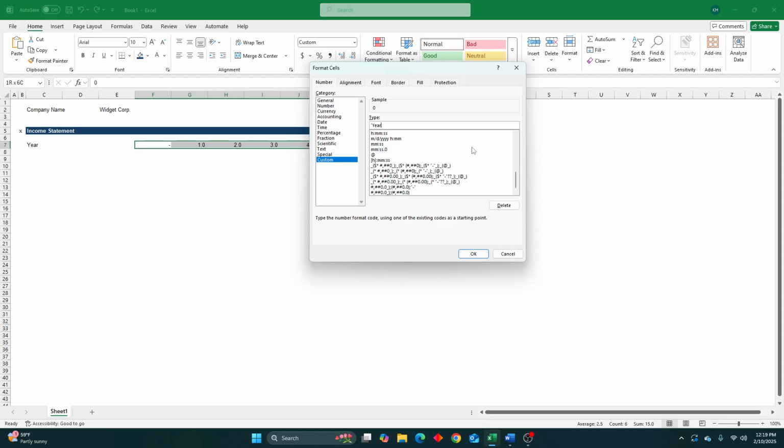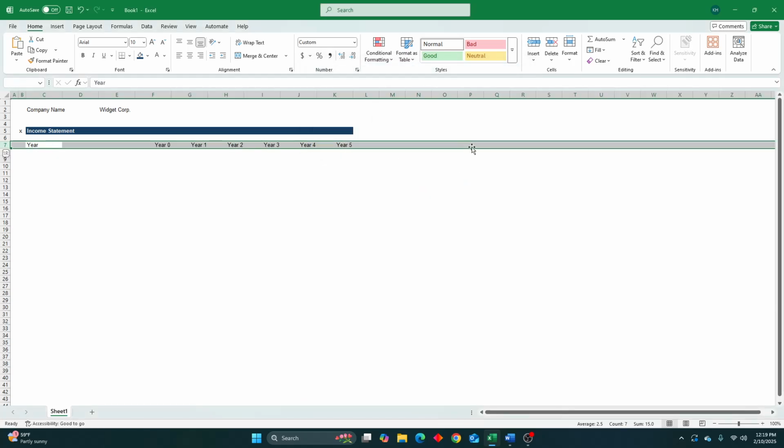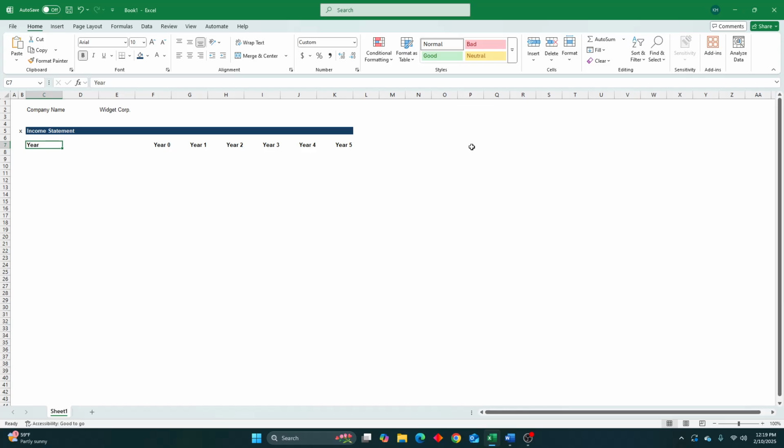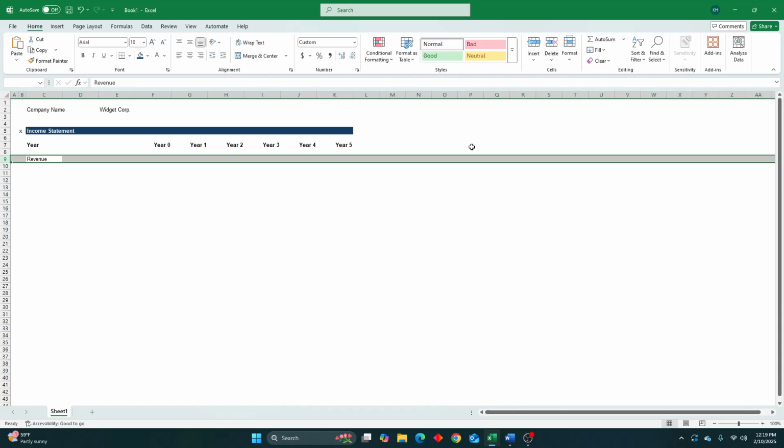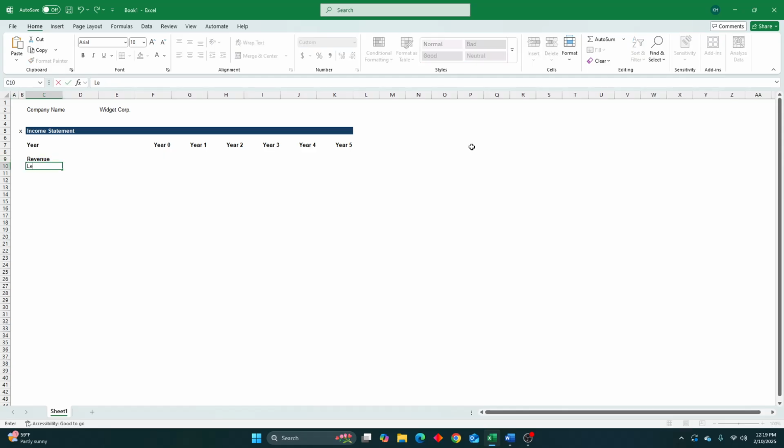Then we'll put in formatting here, year 0, so everything's situated like that. There we go. Now we have our year situated. We can start building out the actual items. So we'll start with our revenue. Bold this. Then we're going to subtract out our COGS, cost of goods sold.